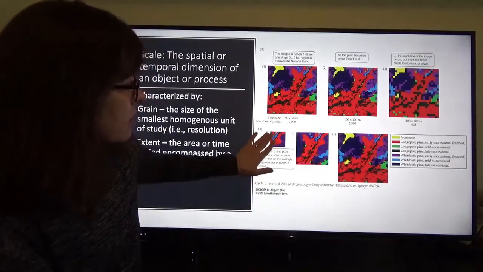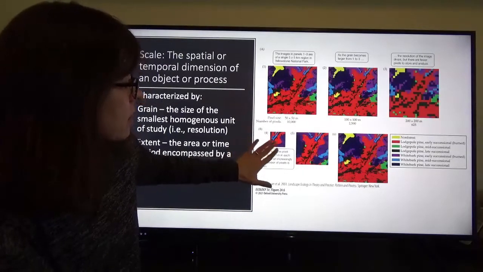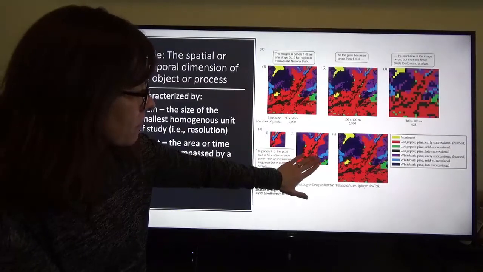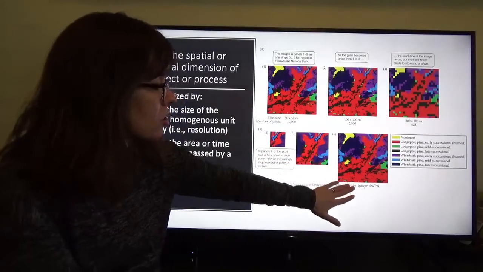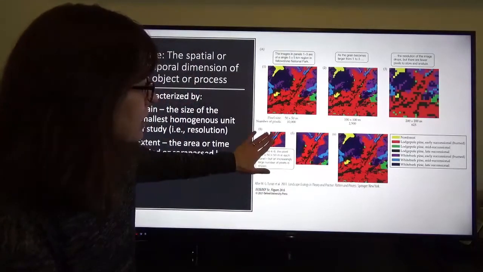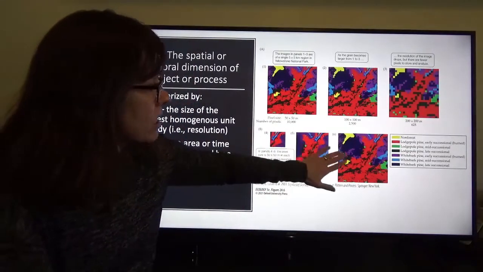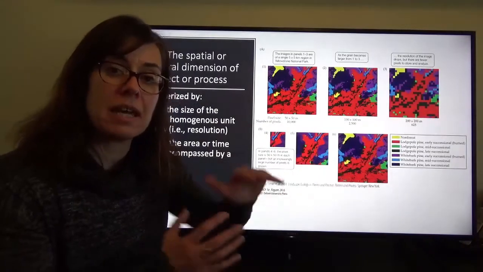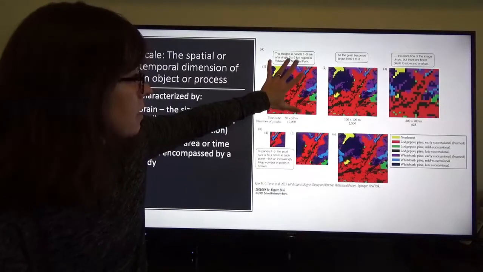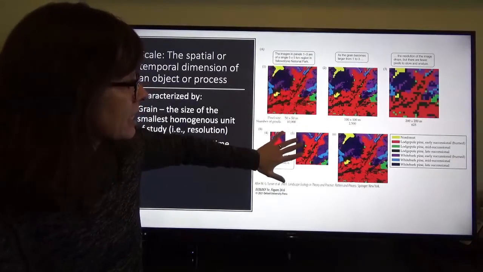So we see an increasingly large number of pixels. So 4 has the smallest number of pixels, 5 has the medium number of pixels, and 6 has the largest number of pixels. They all have the same grain size, but the spatial extent that we're talking about varies from one map to the next because the area that we've mapped differs between those. Okay, so we've got grain and we've got extent.